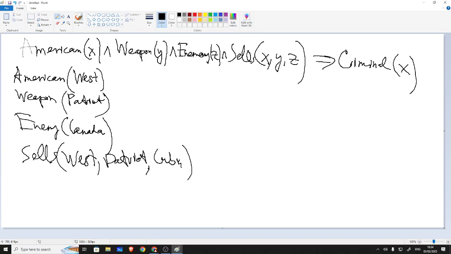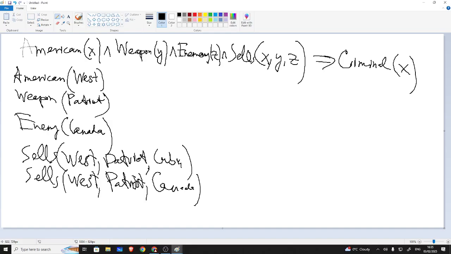But okay, now, is he a criminal? Not by these rules, because the enemy is Canada, not Cuba at the moment. So obviously, now we just need West, Patriot, and of course Canada. And now, yes, now we can prove it: indeed, he's a criminal.